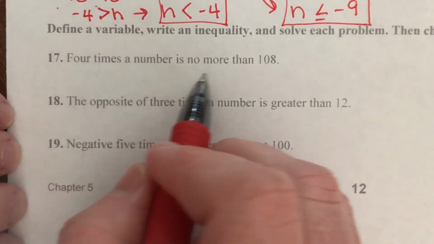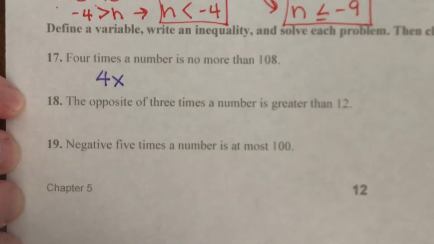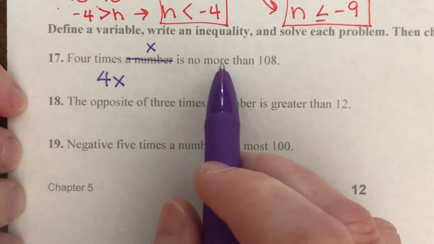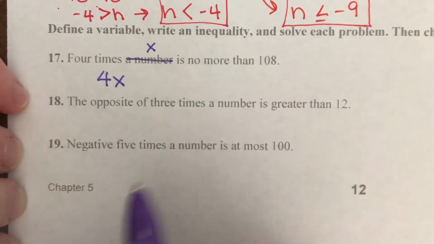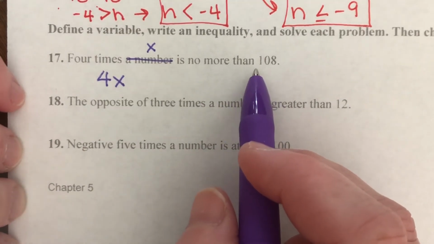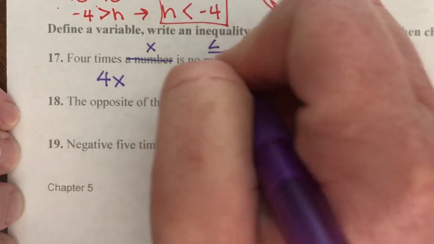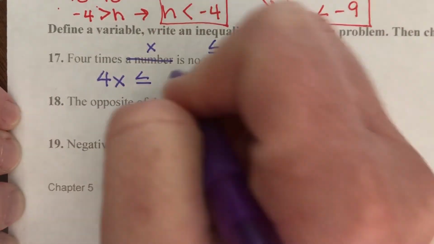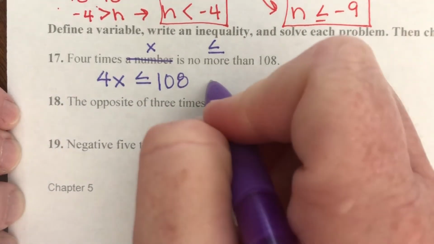4 times a number is no more than 108. Do it in purple. 4 times a number, so 4x, a number is x, or any variable, is no more than. So it can be less than. It can be less than 108. Could it be 108? Yeah, the only thing it can't be is more than 108. So it's going to be less than or equal to 108. So that's our inequality. Now we got to solve it, right?